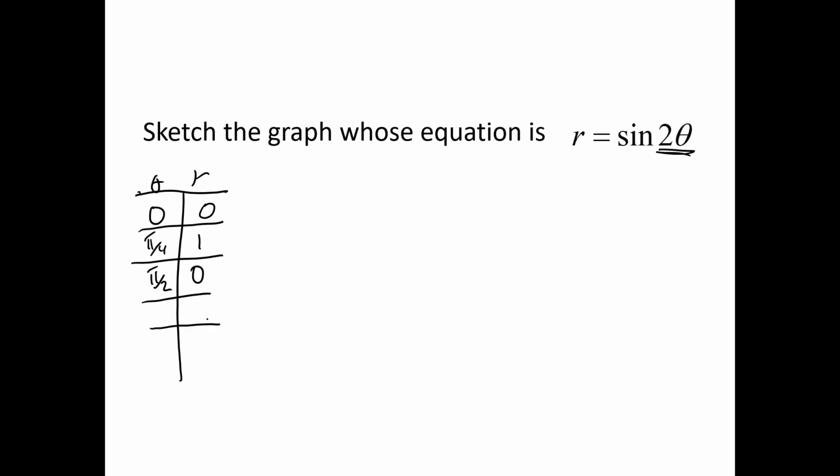And then to get 3 pi over 2, you actually have to put in 3 pi over 4. And you're just going to go up by a quarter. And when you put in 3 pi over 4 times 2, you get 3 pi over 2. Sine of 3 pi over 2 is negative 1. And then you put in pi, you just go up by a quarter. And the sine of 2 pi is 0.